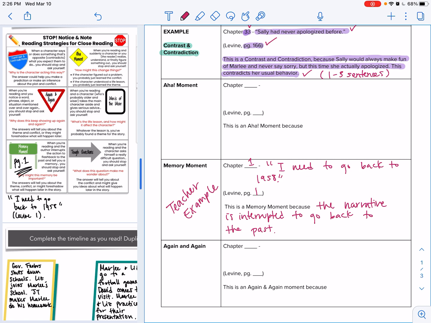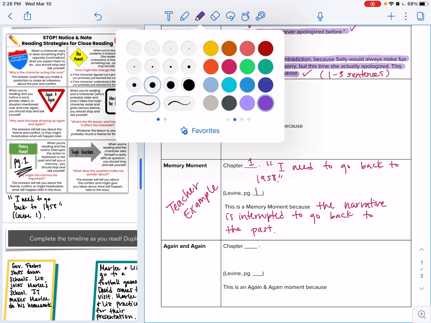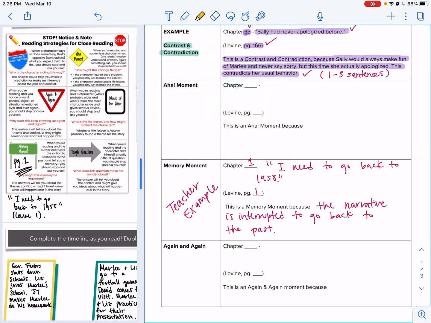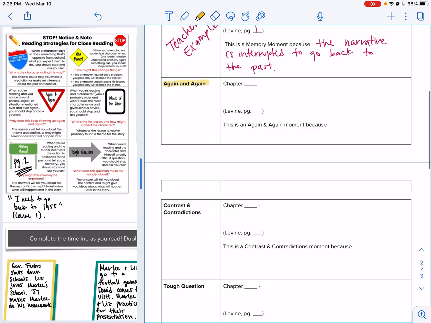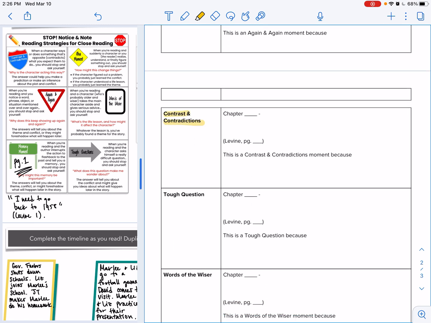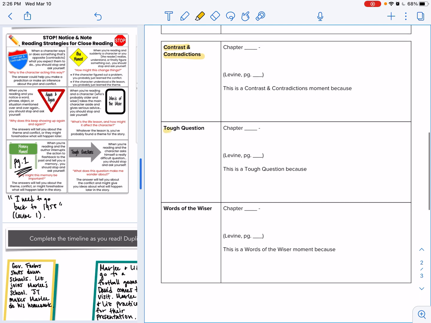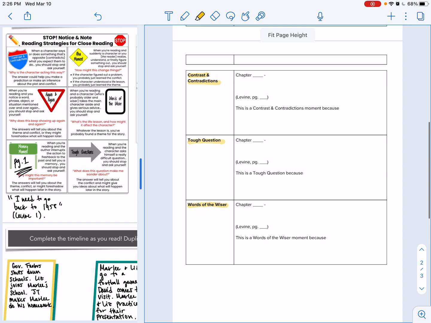So this is what I'm looking for. Once again, the chapter number, the quote in quotation marks, the page number, and an explanation. You only, once again, need to do 4. So you can choose either to do the aha moment, the again and again, another contrast and contradiction, a tough question, or words of the wiser.